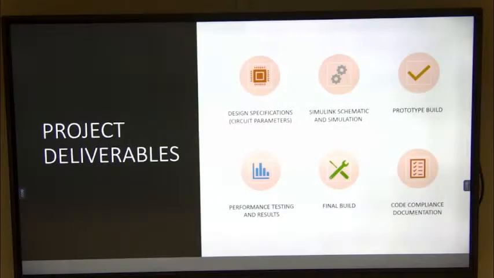Then that would transition into the prototype build itself, which would be a more experimental process. The performance testing and results, which would allow us to extract data and utilize that data to actually compare it to what we expect the converter itself to operate at and assure that it's operating correctly. The final build itself and the applicable code compliance documentation, which would assure us that what we're doing and designing is viable and actually acceptable within the national electrical codes and various other documentations regarding electrical codes.